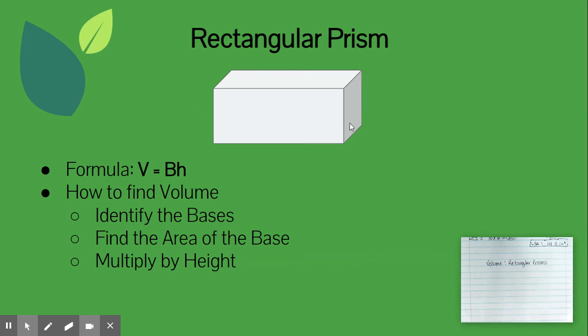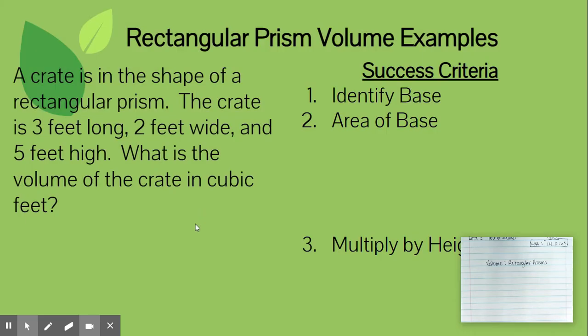So I would say these are the bases here, and I have them grayed out for you when you do your assignment. It usually tells you what the bases are. So we're going to identify the bases, find the area of the base, and then multiply it by the height of the prism. This length right here would be the height of the prism. Okay, so let's try a couple.